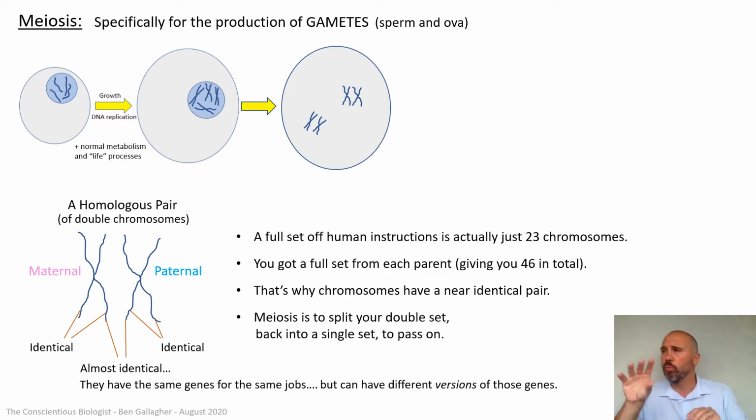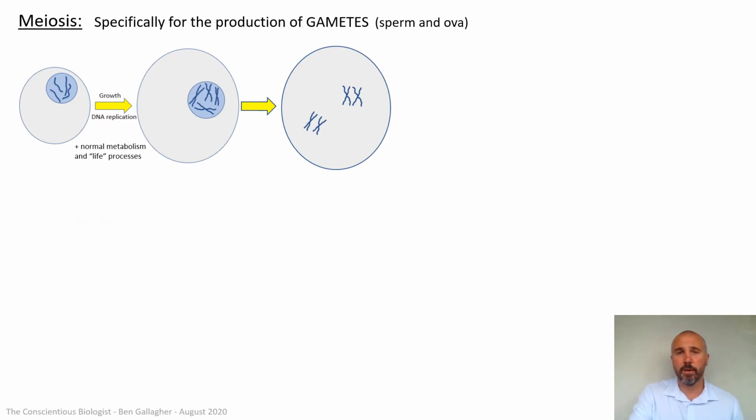You can pick and choose which genes from your mum, which genes from your dad, which is why you're a mixture of both. But you've got one of each gene from each parent. So you've got 2 copies of everything. Let's just get rid of that for now and go back to our process of meiosis.